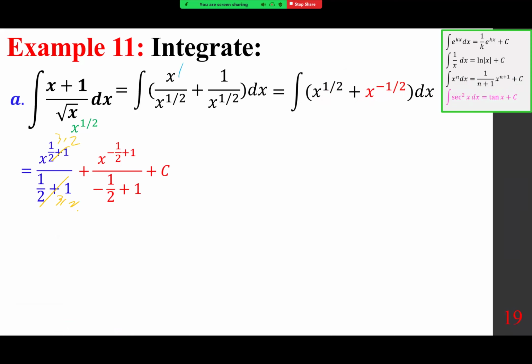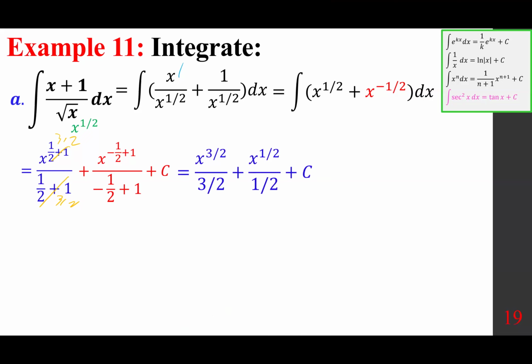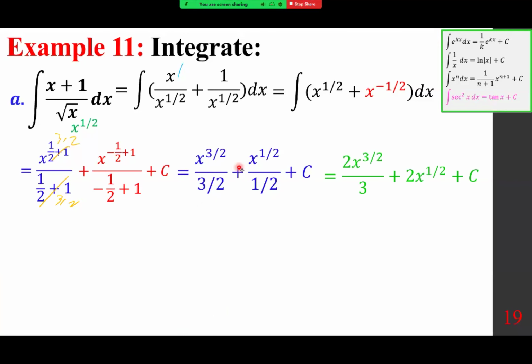Now, when you divide by 3/2, that means multiplication by 2/3. Negative 1/2 and 1, they add up to 1/2. And remember, division by 3/2 is multiplication by 2/3. Division by 1/2 is multiplication by 2. And we get 2x to the power of 3/2 over 3 plus 2x to the power of 1/2 plus c, and we are done.